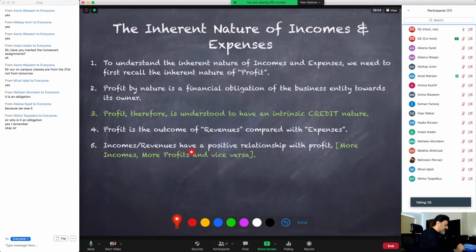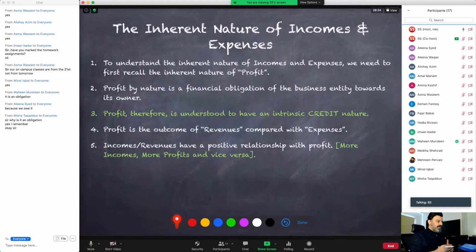Incomes and revenues have a positive relationship with profit. That means more incomes, more profits, less incomes, less profit. Do we understand point number 5? Since profit is the outcome of incomes minus expenses, obviously incomes and profits move in the same direction.